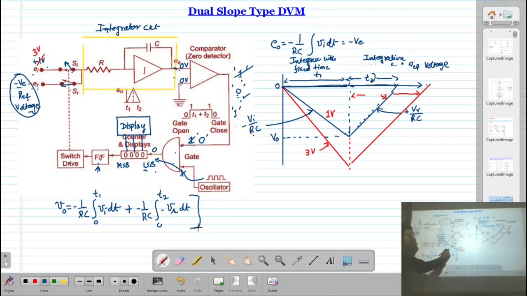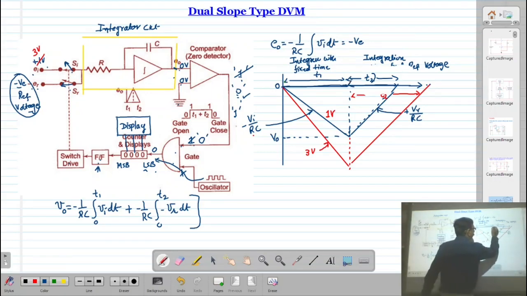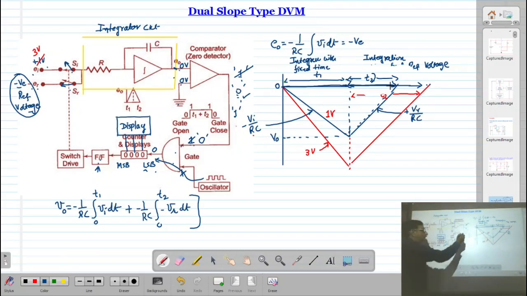Remember, 0 to T2 means we consider only this time period, not from 0 here. So that is T2. And therefore this is equal to minus 1 upon RC, Vi into T1, then plus 1 upon RC, VR into T2.